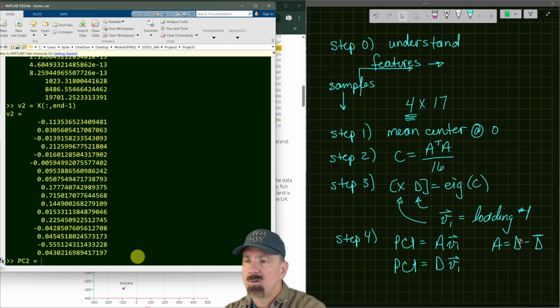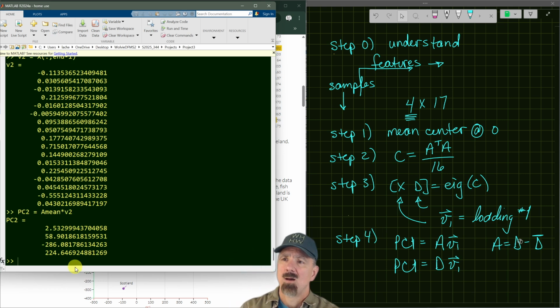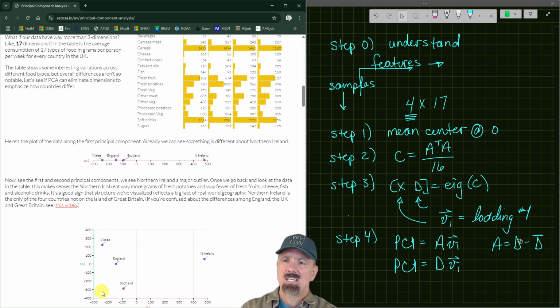Principal component 2 is the mean-centered data times V2. And we end up with negative 286, 244, about 59, and about 2. And we can see, looking at the values here, that these values along PC2, principal component number 2, actually match up with what we found.